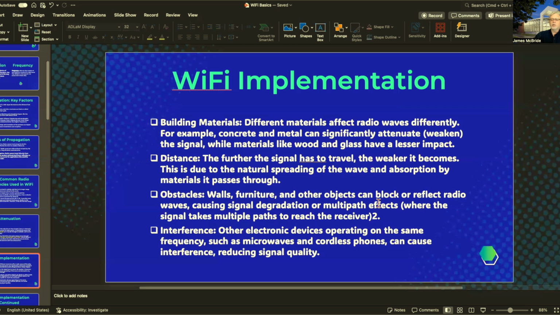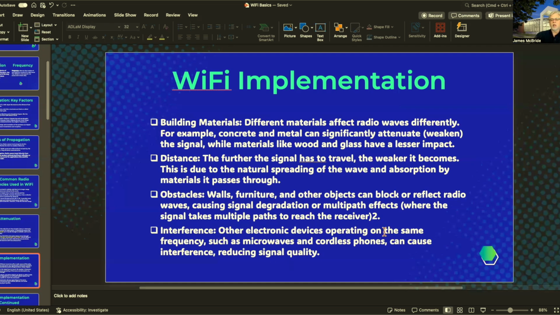Obstacles like walls, furniture, and everything can reflect, can block, can cause weaknesses. It can also do a multi-path effect where the signal takes multiple paths to reach the receiver. It's kind of split and trying to get there. That means it may not even show up at the same time. And then, of course, there's interference.